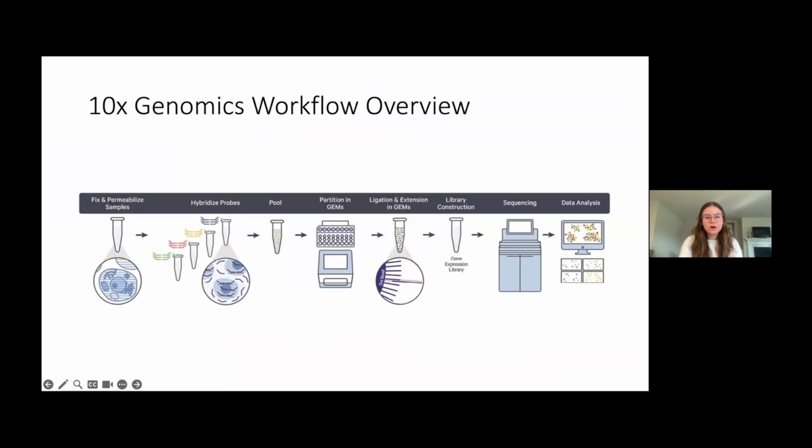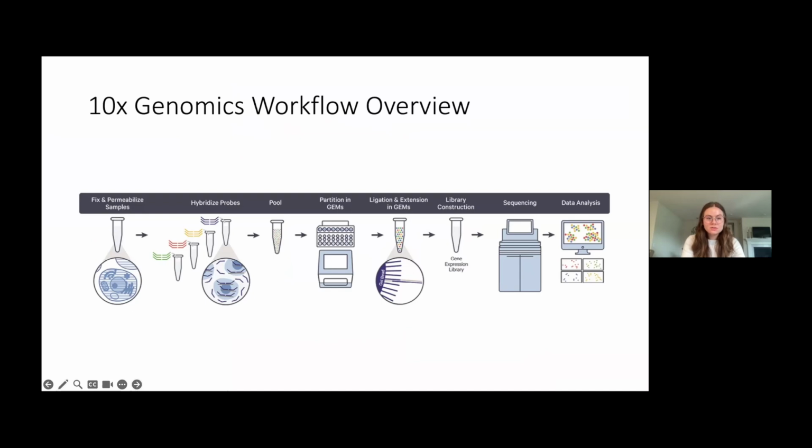This is the overall Chromium Fixed RNA Profiling workflow, and this workflow uses fixed samples that are first hybridized with probe barcodes. Next, using a microfluidic chip, the hybridized samples are partitioned into gel beads in emulsion, which are shortened to GEMs. Inside the GEM, probes are ligated and a 10x barcode is added. The barcode and ligated probes are then pre-amplified in bulk, and the gene expression libraries may be generated.